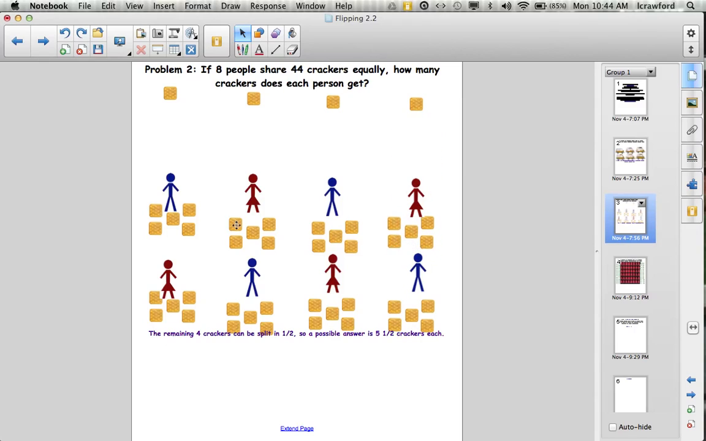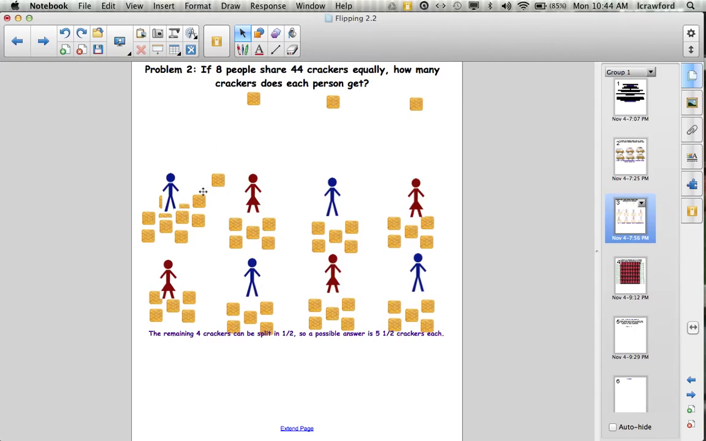here for her. So altogether we have now shared 5, 10, 15, 20, 25, 30, 35, 40 crackers. And we have 1, 2, 3, 4 crackers left. And we can share those too.